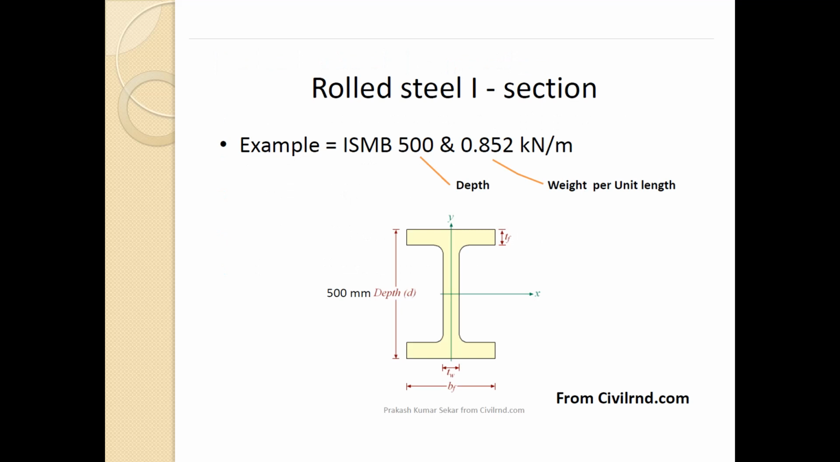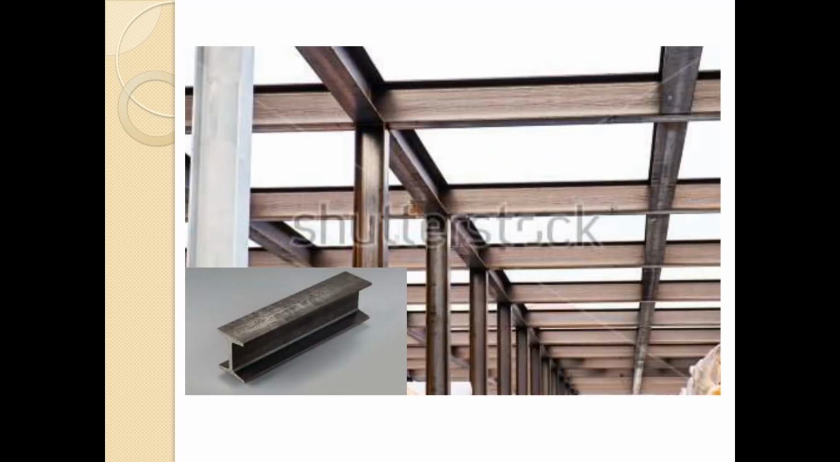Here is an example: ISMB 500 at 0.852 kilonewton per meter. Basically 500 is the depth and 0.852 is the weight per unit length of the section. Here you can see the 500 overall depth, the thickness of flange and thickness of web, and even the width of flanges is mentioned over here.